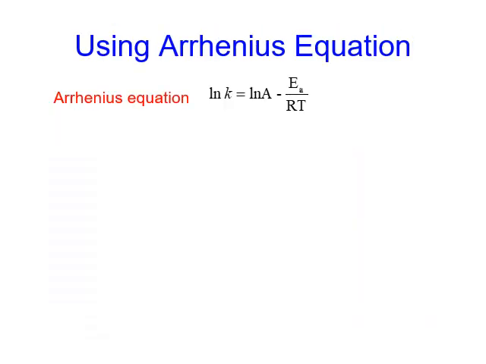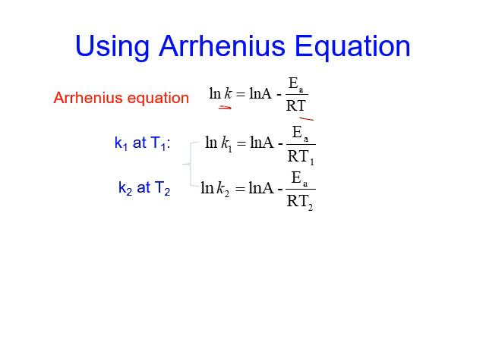The Arrhenius equation tells us how the reaction rate constant changes when temperature changes. Suppose at T1 we measure the rate constant K1, and we can write the Arrhenius equation: ln K1 equals ln A minus EA over RT1. But at T2 the rate constant becomes K2, so we write another Arrhenius equation. Note that A doesn't change, activation energy doesn't change. The change is temperature and K2. Suppose this is equation 1 and equation 2.